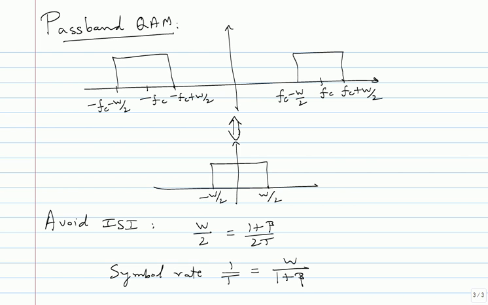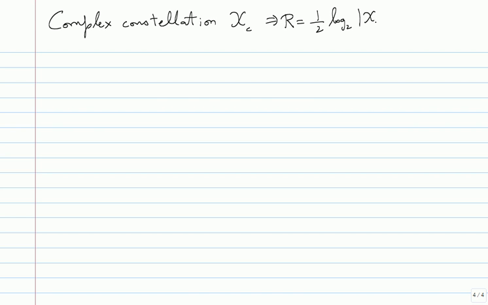Now you can do a similar calculation with all the other things. You'll have a complex constellation, say chi C. From here, if you want to go to R, this gives you an R which is half log base 2 of mod chi C, in bits per dimension. You can also define a rate which is bits per symbol; this factor of half will be gone, and it will be simply log base 2. It depends on how you view it. But usually, since capacity is specified in bits per dimension, it's better to do this in bits per dimension as well.